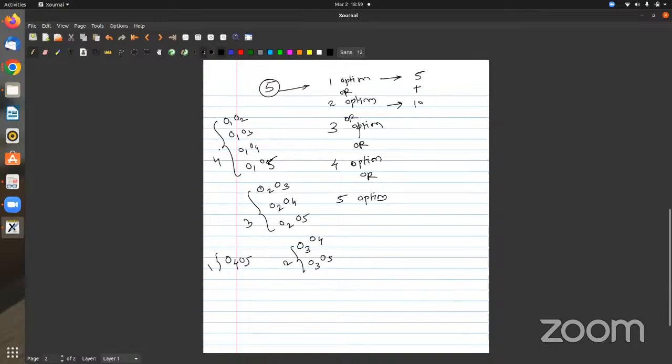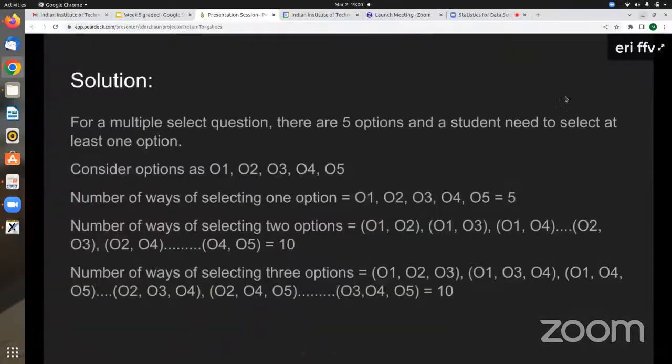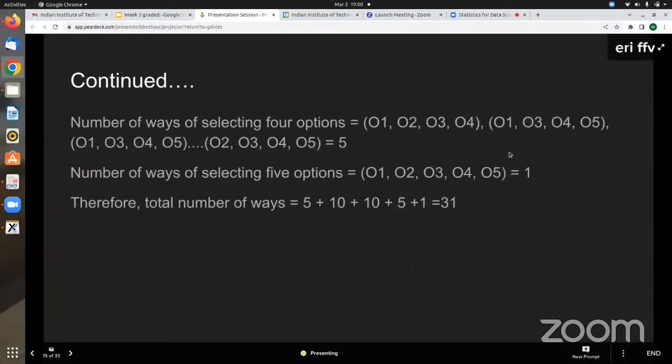In the same way, can you tell me in how many ways a student can select 3 options? 10. Again, to select 4 options, how many ways are there? 5. And how many ways can he select all 5 options? 1. So you can see 1 plus 5 is 6, 6 plus 10 is 16, 16 plus 10 is 26, and 26 plus 5 is 31. So the correct answer should be 31.